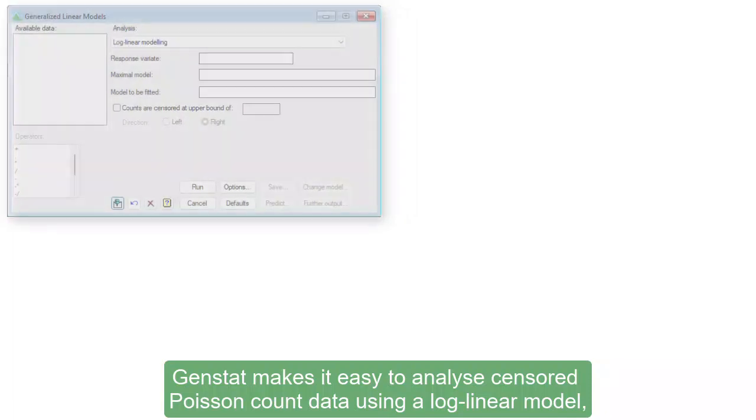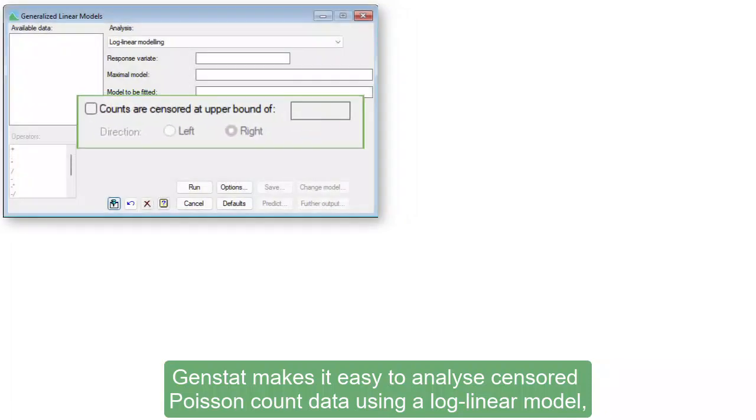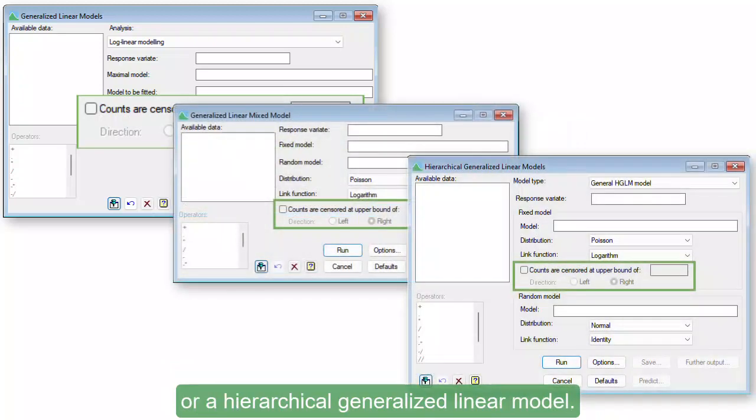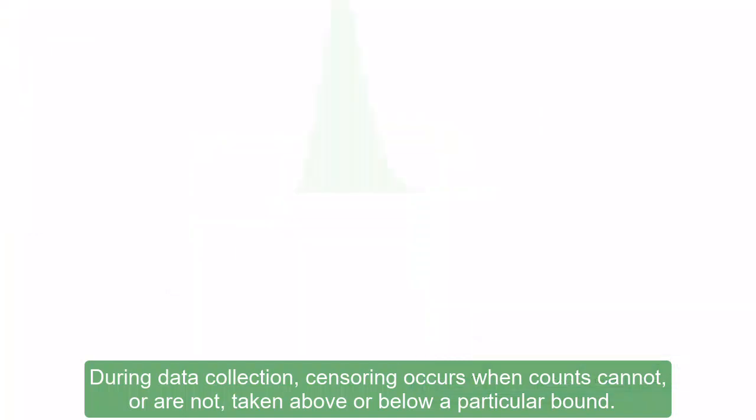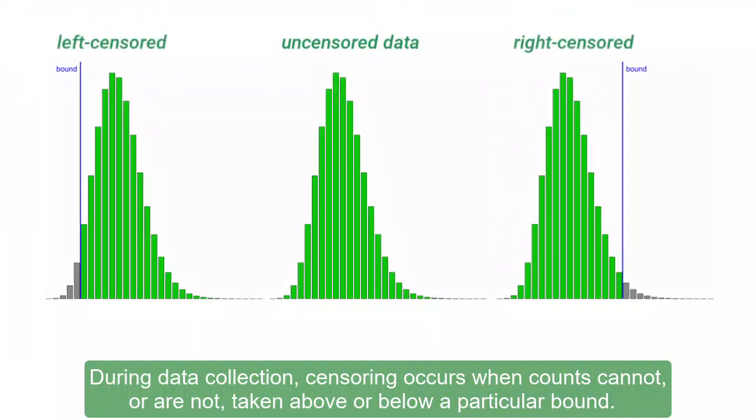Genstat makes it easy to analyse censored Poisson count data using a log linear model, a generalized linear mixed model, or a hierarchical generalized linear model. During data collection, censoring occurs when counts cannot or are not taken above or below a particular bound.